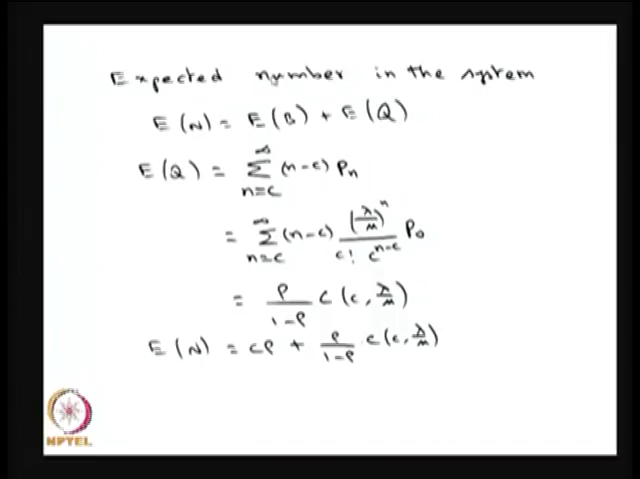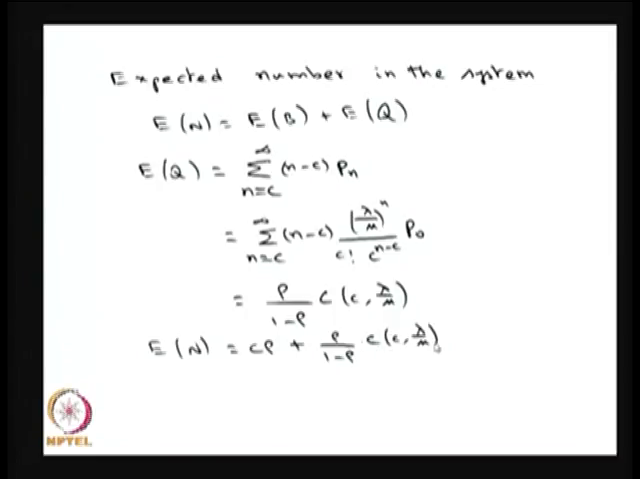Also, we can find out the expected number of customers in the system. That is expected number of busy servers plus expected number in the queue. Earlier I used the notation N suffix q, and Q and N_q are one and the same. So, I can compute the expectation of Q, do a little simplification, then substitute the expectation of Q here, and therefore I will get the expected number of customers in the system. That involves the Erlang C formula.